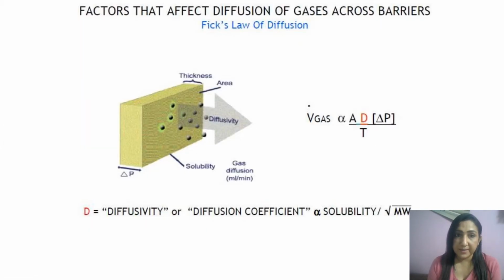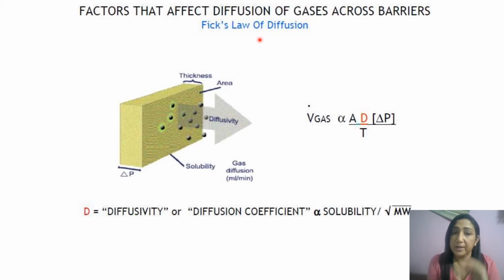Now, the factors that affect the diffusion of gases across the barrier, the alveolar capillary membrane, follow a fixed law of diffusion. Diffusion is a process where molecules move from a higher concentration to a lower concentration. Here also the same thing is happening. Oxygen is at a higher concentration in the alveolus and moves to the pulmonary capillary where the concentration is low, and carbon dioxide moves from the capillary to the alveolus.